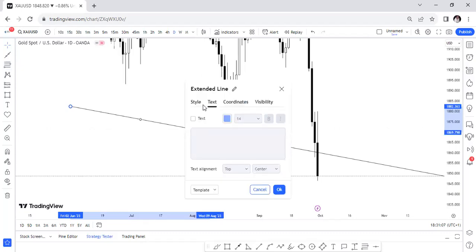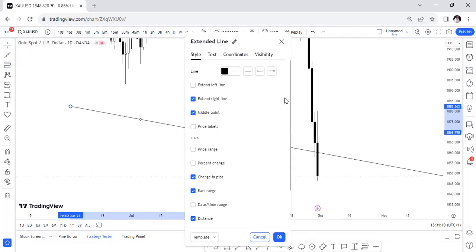to see the settings. Go to style. Choose this. Please look carefully. You don't choose extended left line. You choose extended right line. You choose middle point. You want it to extend right only, not left and right. So you won't choose this upper one. You choose the middle point. Those are the points you want to reflect in the trend line.